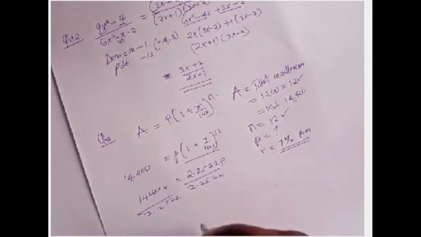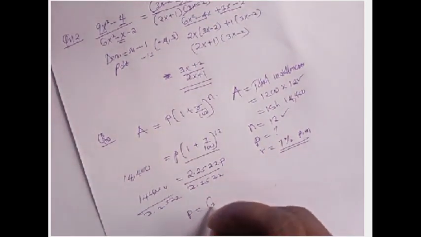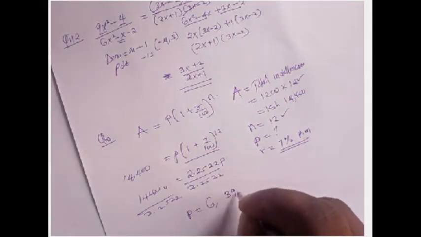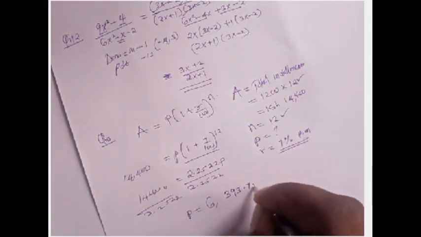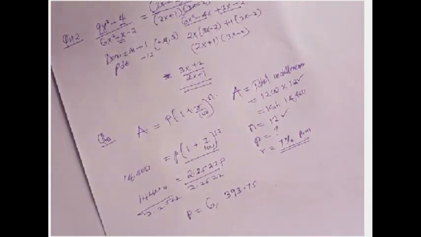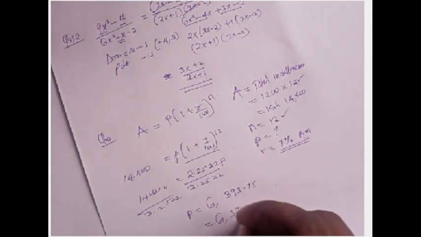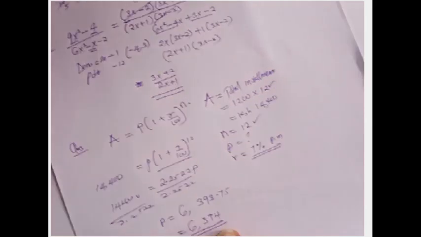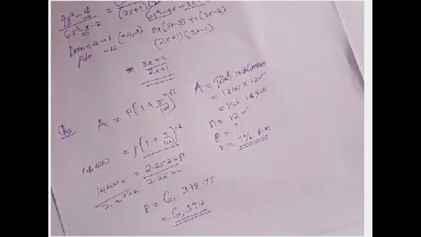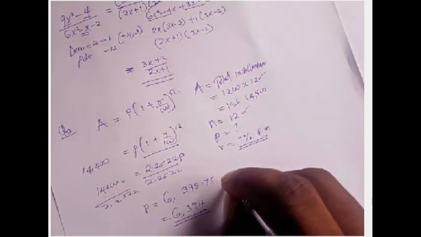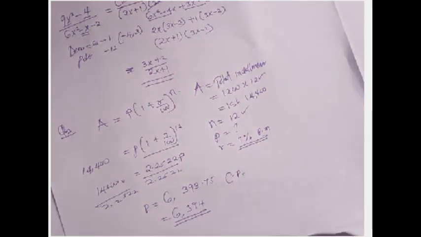14,400 dividing by 2.2522 by 2.2522. Now our principal becomes 6,393.75. The question says to the nearest shilling, so this one will be 6,394 Kenya shillings. But what are we finding? We are finding the cash price.